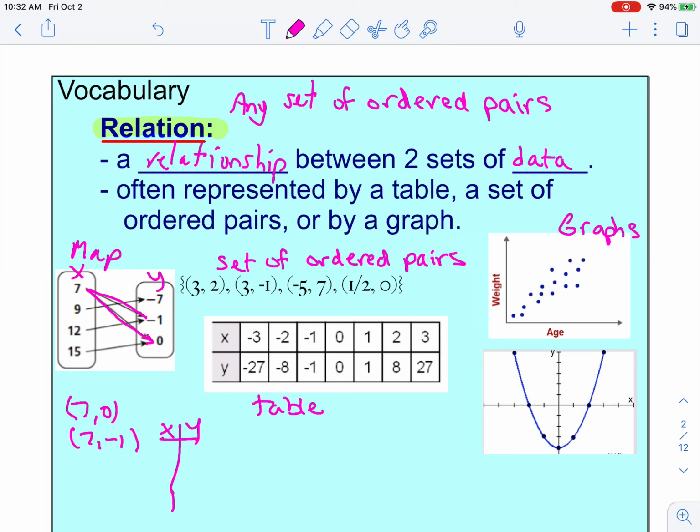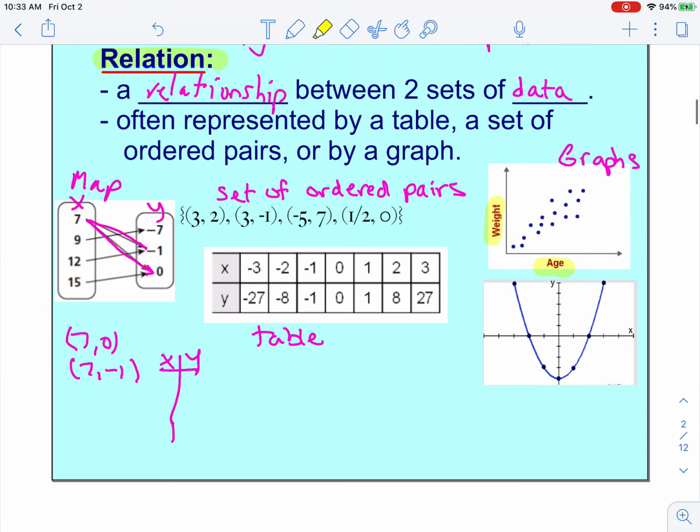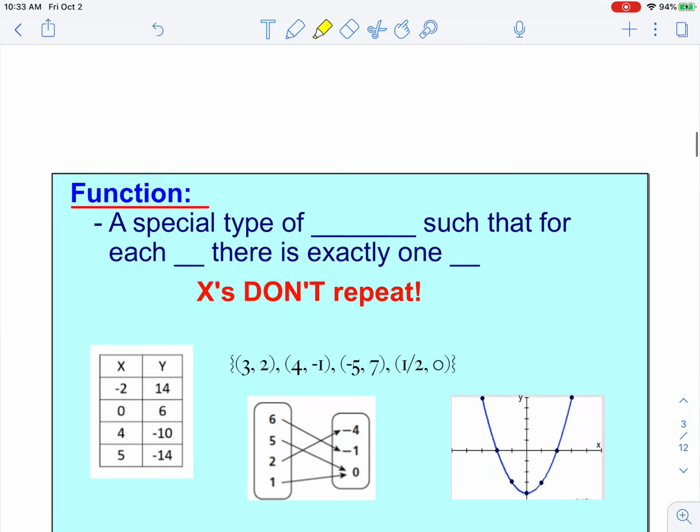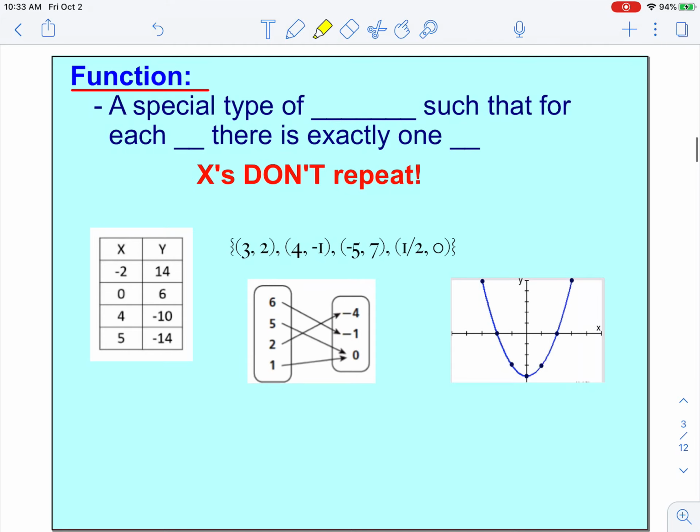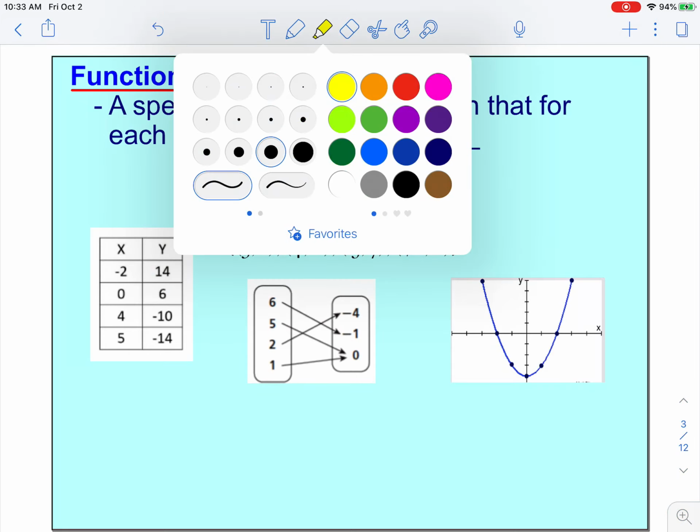So let's look at the difference between a relation, which is any set of ordered pairs, but there is a relationship between the two sets of data. Like when you look at this graph, it's age and weight. Depending how old you are, your weight is going to obviously increase from when you're a baby to when you're 12, but then it kind of stabilizes at some point in time. Okay, so now let's look at what a function is.